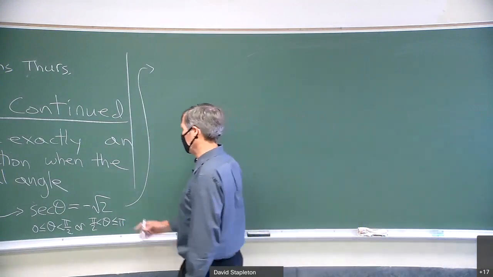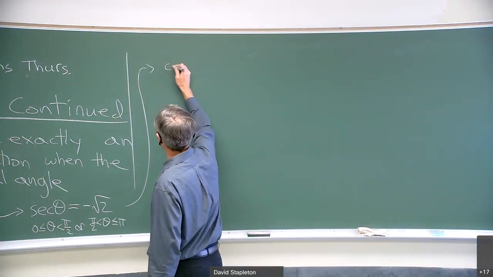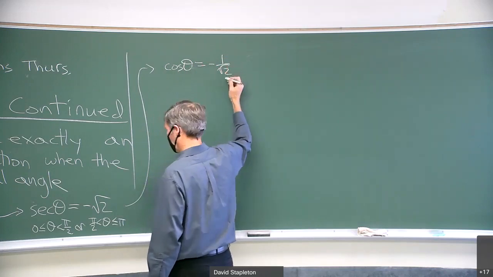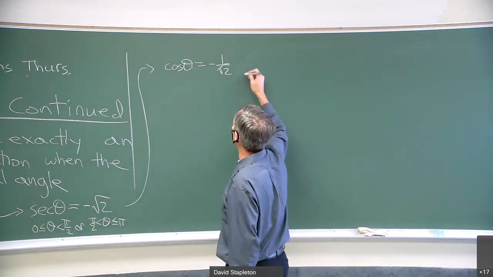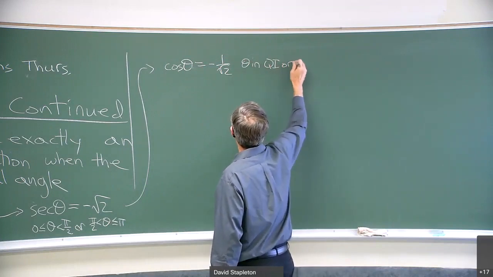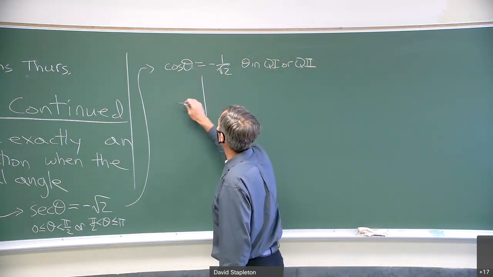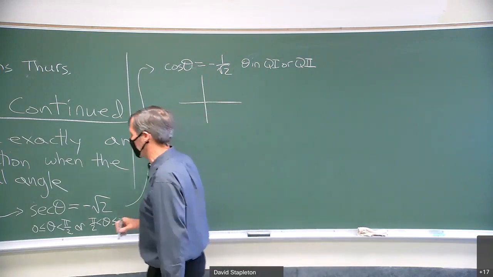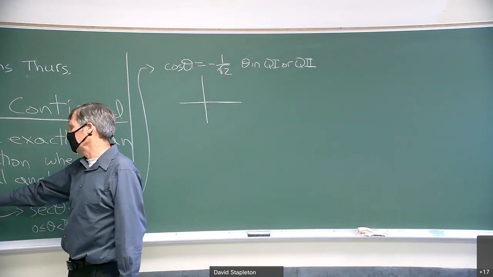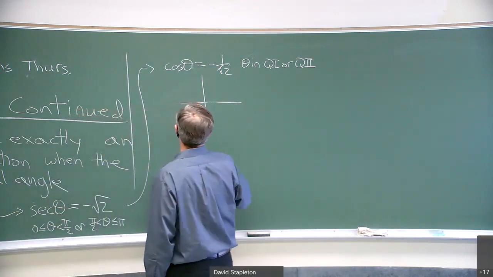That's a hard problem to solve with secant, but if you take the reciprocal of each side, cosine theta equals minus 1 over square root 2, with theta in the first or second quadrant. Then we can solve this on the unit circle. So all these boil down to solving them on a unit circle and looking for the right quadrant. But if it's arc secant, arc cosecant, or arc tangent, you turn it into the problem with the reciprocal function.